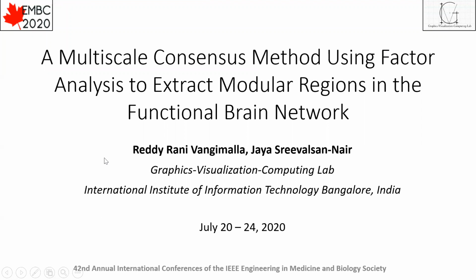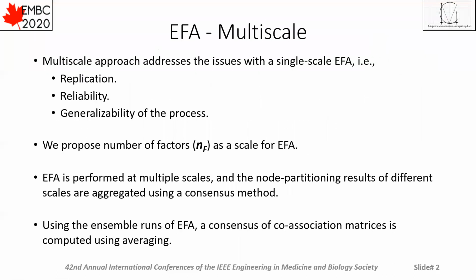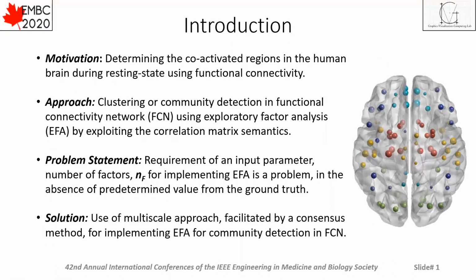In this talk, I'm going to present our work, a multi-scale consensus method using factor analysis to extract modular regions in the functional brain network. Finding node communities in functional connectivity networks enables us to understand which regions of the brain function together during specific scenarios, for example, resting state, a cognitive task, etc.